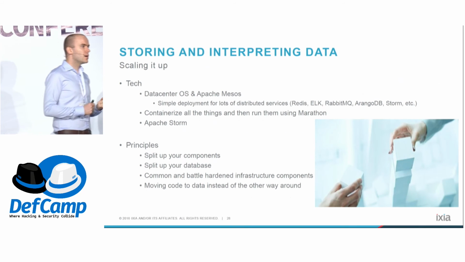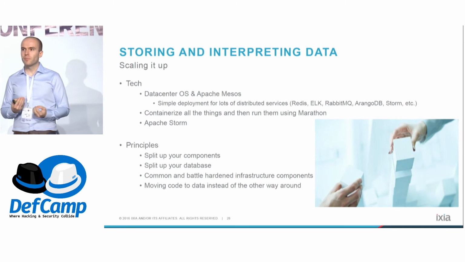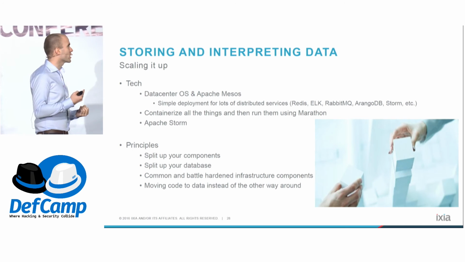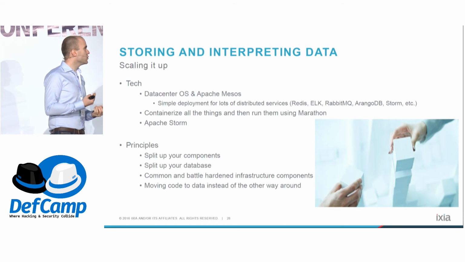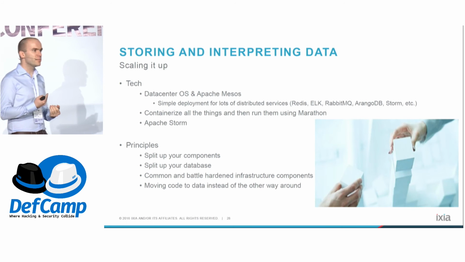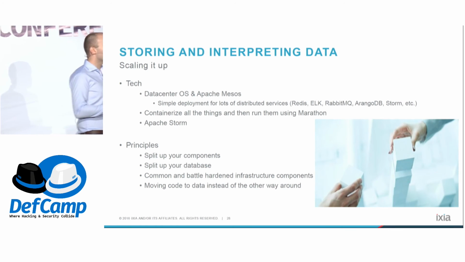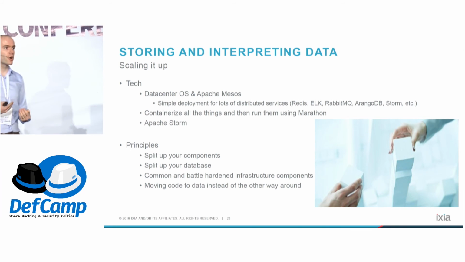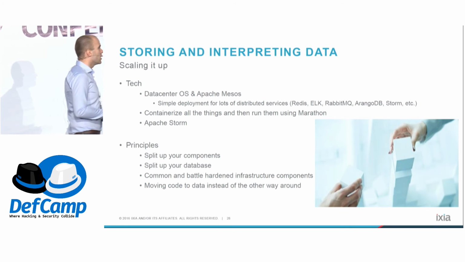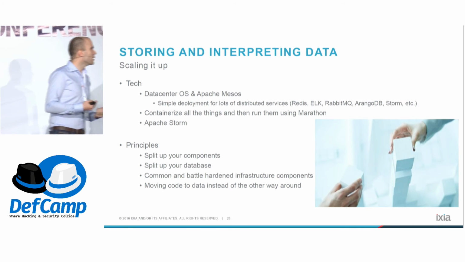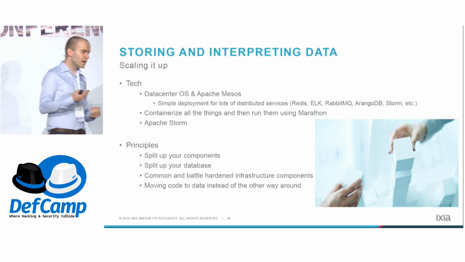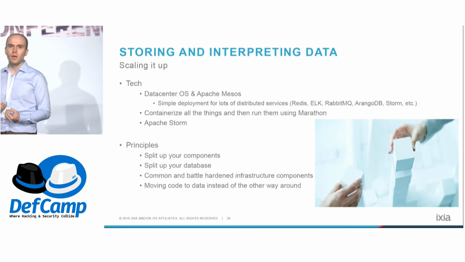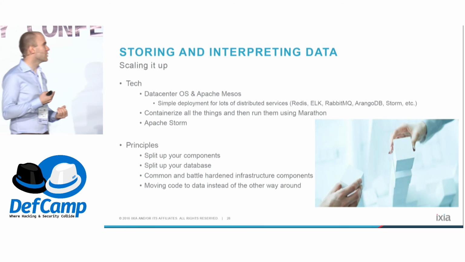Okay, one other thing I would like to talk about is the way we're scaling it up. So this is a work in progress right now. We've decided to use something like Data Center OS and Apache Mesos. This lets us deploy a lot of useful distributed services quickly and scale up our processing quickly. So every service in Mesos and Data Center OS gets its own container, and you can easily scale services by defining how many instances you'd like to run of that service.